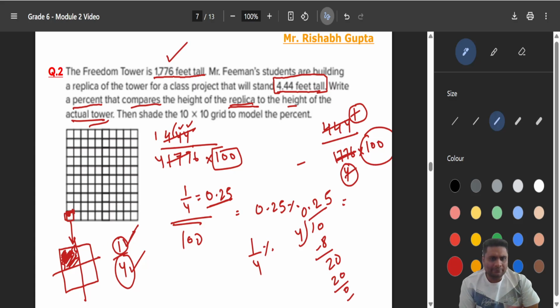Then how many boxes will be colored? Check the number which is up, the numerator, only 1. So I colored only 1 box. So this will be the answer. So I took here 1 part and I colored it. Done? So this is the answer.